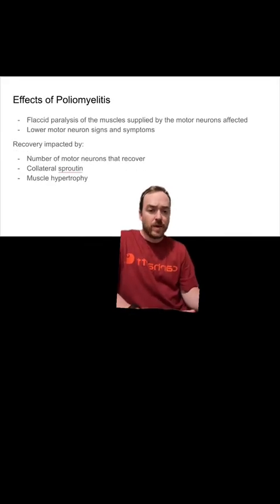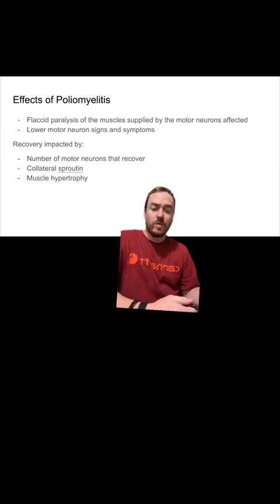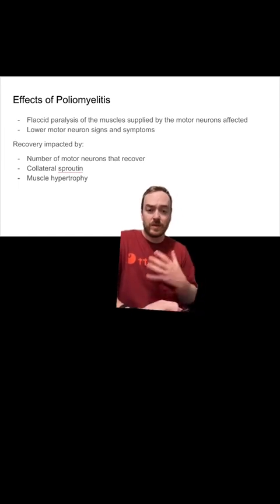This led to flaccid paralysis of the muscles that were supplied by the motor neurons affected by the poliovirus, and because it's affecting the anterior horn cell, it presented as a lower motor neuron disease. And then recovery from this disease process was impacted by the number of motor neurons that recovered after the virus had run its course, collateral sprouting, which I'll go into on the next slide, and then muscle hypertrophy. Muscle hypertrophy is a typical compensation that happens when we lose innervation to a certain part of the muscle, so you get greater amounts of hypertrophy of the remaining innervated muscle fibers, and that can help compensate for the lost innervation of certain amounts of the muscle fibers.